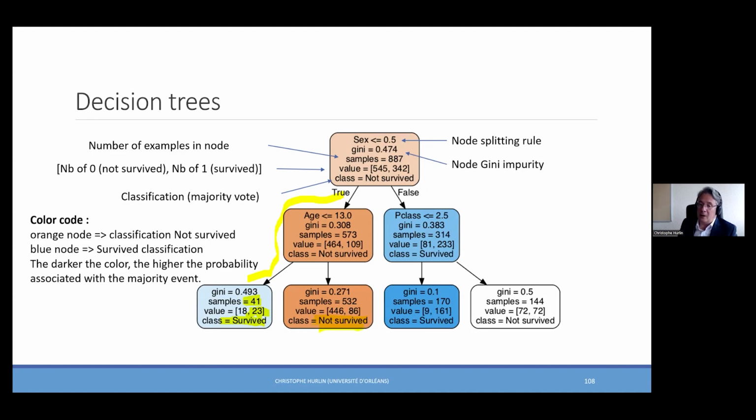Here, if you reach this group, the model predicts that you will not survive. If you are classified in this group, the model predicts that you survived. And here, what is the prediction of the model? Okay, in this case, we have a 50-50 situation in which we have 144 people, 72 survived, 72 died. And so what is the prediction in this case? By convention, the model predicts 0. Okay, this is a convention.